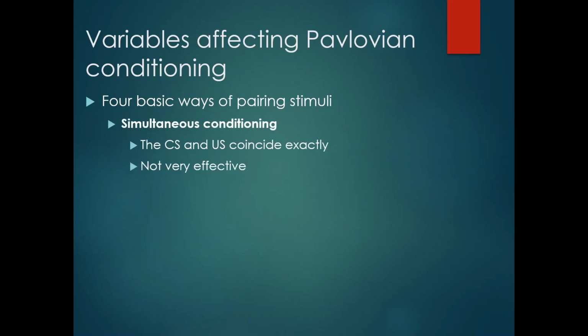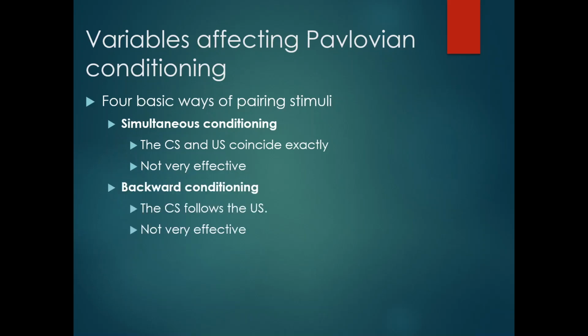There are 2 alternative methods of conditioning, the first one being simultaneous conditioning, when the conditioned and unconditioned stimuli are presented at the exact same time. And this is not very effective, likely because it's not as easy to process both stimuli at the same time if there's no gap between them or overlap. Backwards conditioning is when the conditioned stimuli actually follows the unconditioned stimuli, and this is also not very effective.